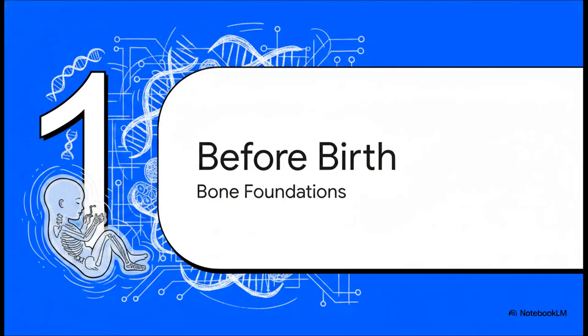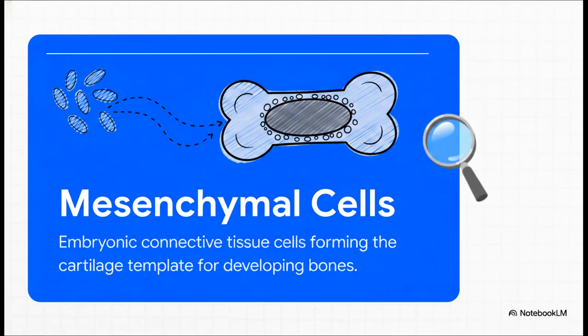All right, section 1, before birth, bone foundations. Because long before we ever take our first breath, our internal blueprints are already hard at work, laying the groundwork. The very first step of bone formation relies on something called mesenchymal cells. Think of these as the incredibly versatile, foundational building blocks of embryonic connective tissue. Right around 8 weeks of gestation, these mesenchymal cells group together to form what is essentially a soft cartilage template, often called the cartilage anlagen.